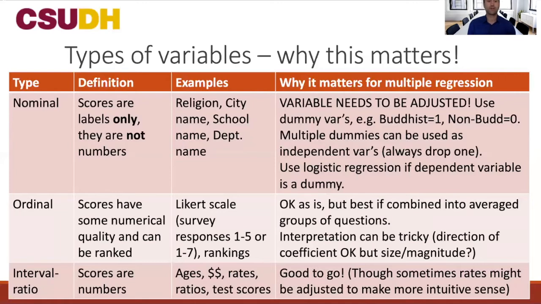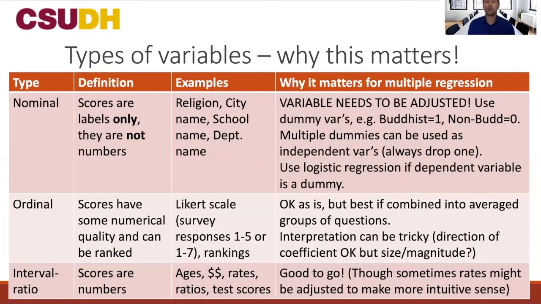A second type of variable that is often used is an ordinal variable. Here, scores have some kind of numerical quality and they can be ranked. They can be put into order, ordinal. An example of this might be a Likert scale, which is what you often see on survey questions. For example, 1 might equal very satisfied, going down to 5 might equal not satisfied or very unsatisfied. This could also include rankings. Often we might compare schools or countries in terms of their relative rank according to some kind of data.